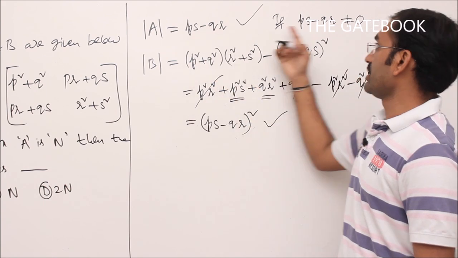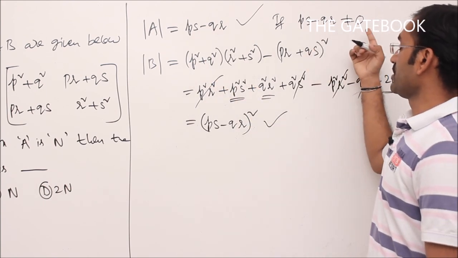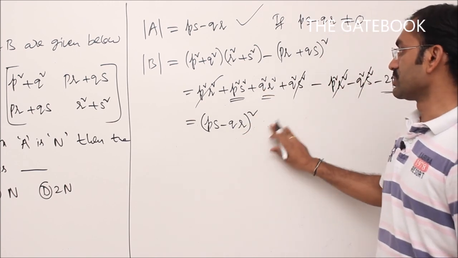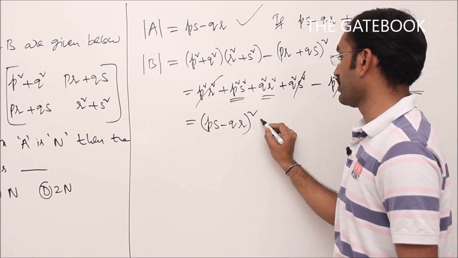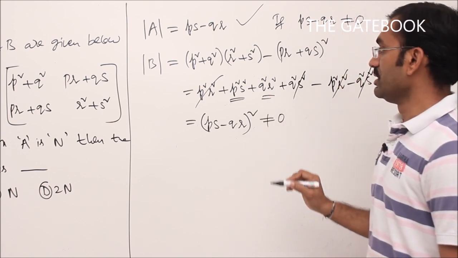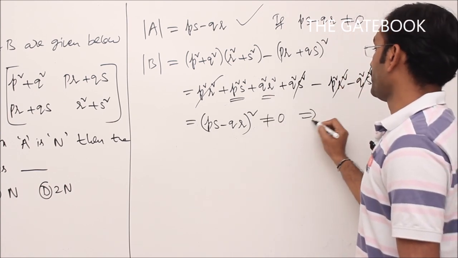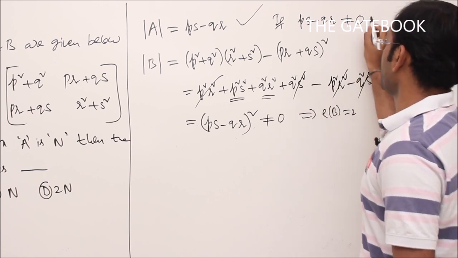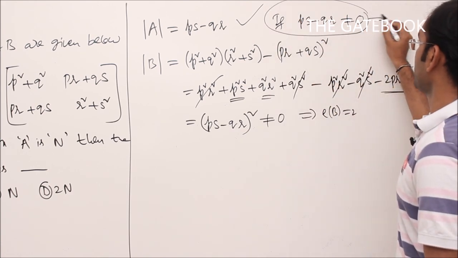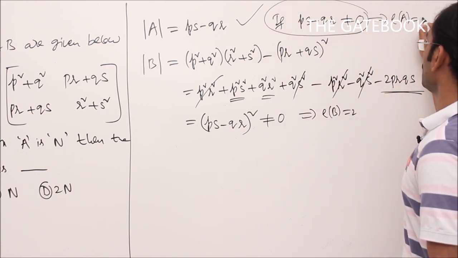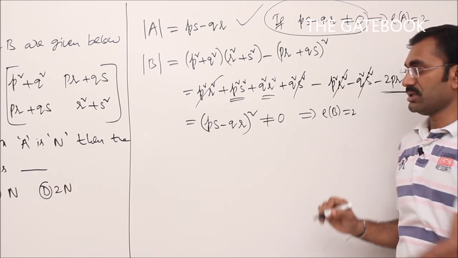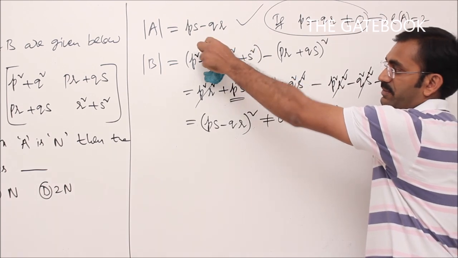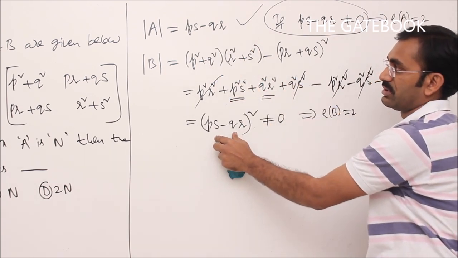If PS minus QR is not equal to 0, then (PS minus QR) whole square is also not equal to 0. So in that case I can say that rank of B is also 2. Here PS minus QR is not equal to 0, so I can say that rank of A is 2. So here rank of B follows rank of A because it depends upon the PS minus QR value.